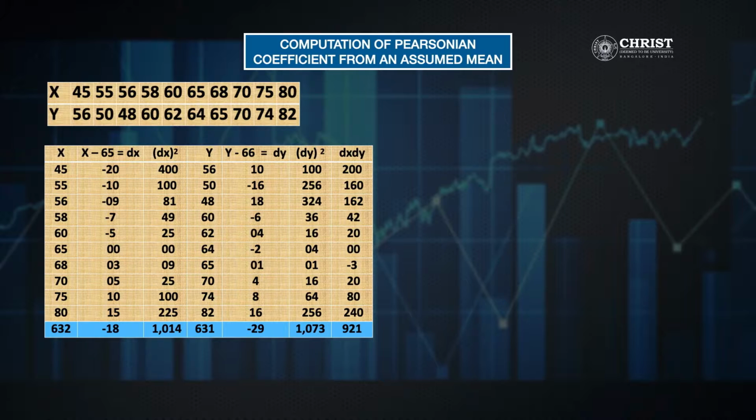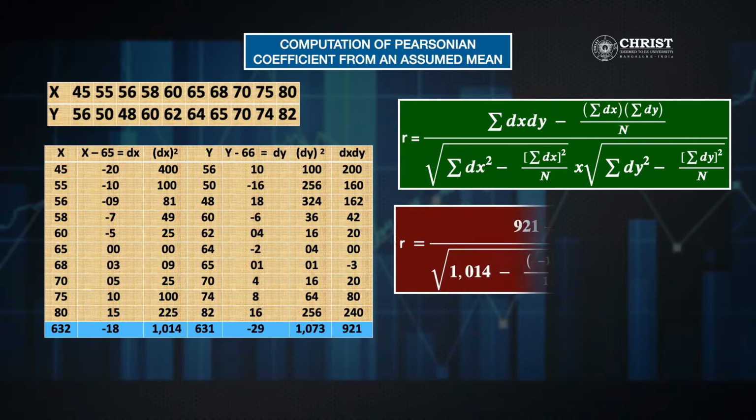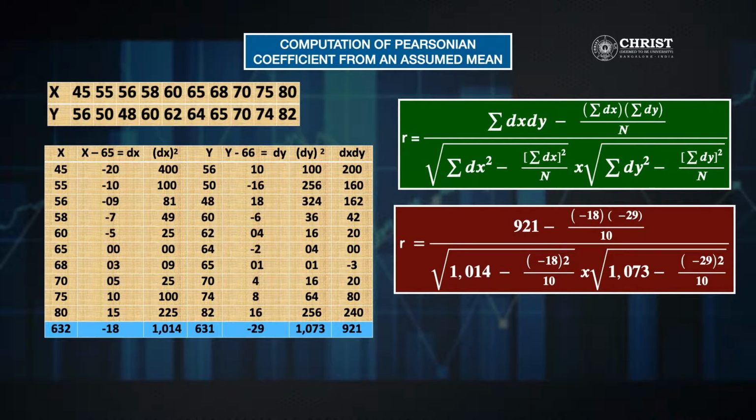Now you have to multiply dx into dy. So you will get 200, 160, 162, 42, 20, 0, minus 3, 20, 80 and 240. Total is 921. Now you have to substitute the values in the equation. So you are getting 921 minus 18 into minus 29 divided by 10. n is the number of observations. The whole divided by root of 1014 minus 18 square divided by 10 into root of 1073 minus 29 square divided by 10. So you will get r is equal to plus 0.8818.